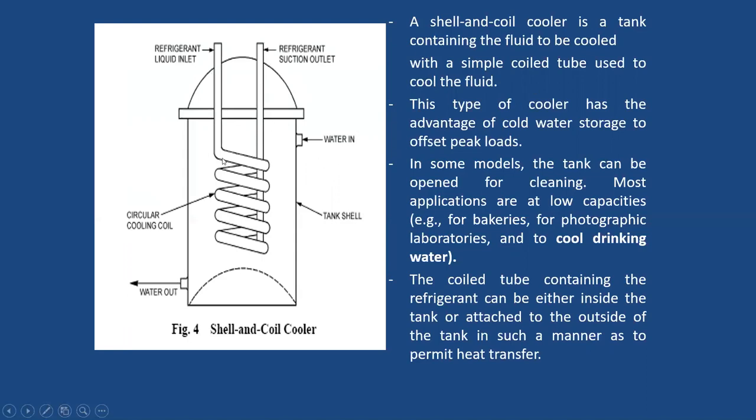Such type of coil here, the simple coil tube, is used. This type of cooler has the advantage of cool water storage. In some models, the tank can be opened for cleaning. Most applications are at low capacities, like bakeries, photographic laboratories, and cool drinking water. The coil tube containing the refrigerant can be either inside the tank or attached to the outside of the tank in such a manner as to permit it.